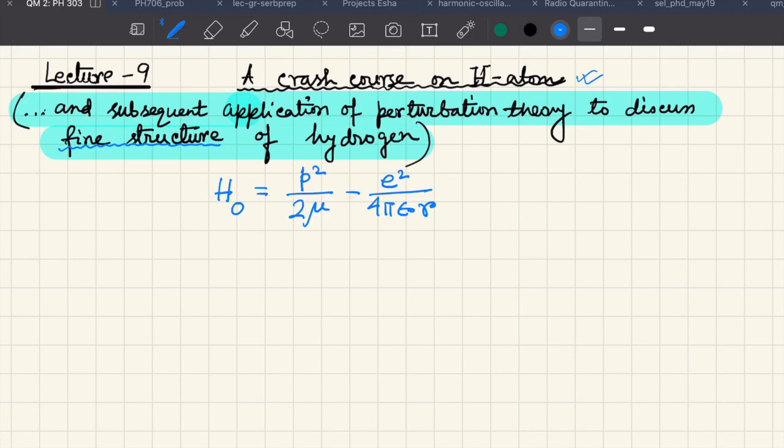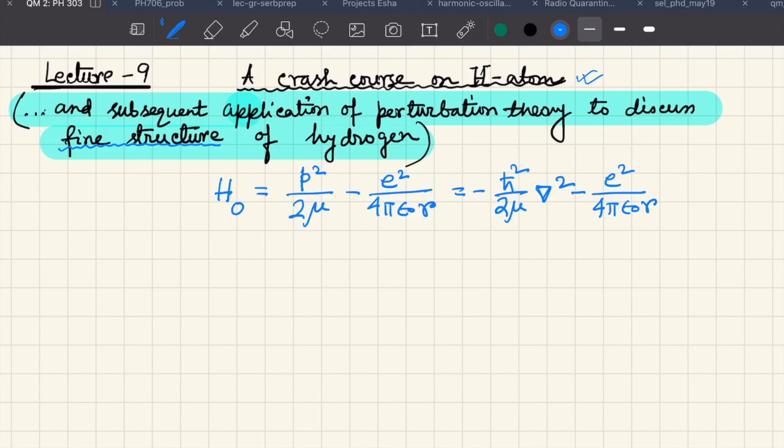And this, of course, if you use it in the position space, it should look something like minus h bar square by 2 mu into grad square operator minus e square by 4 pi epsilon naught r. This r is the operator. This object here is the operator because we are doing quantum mechanics.